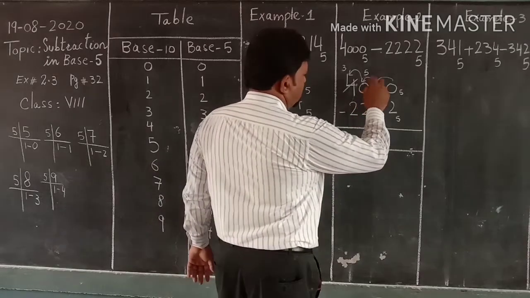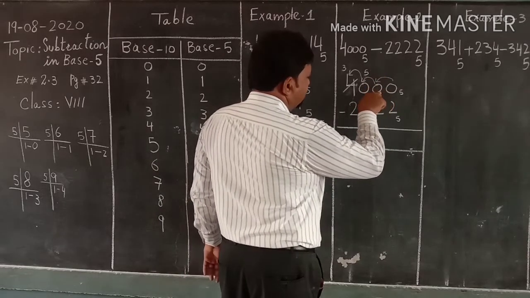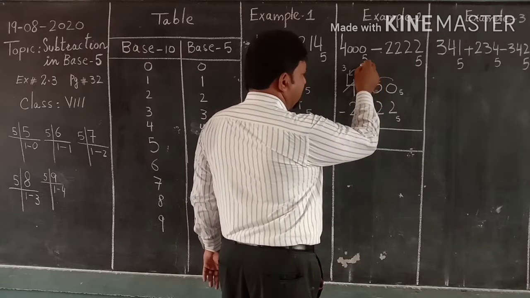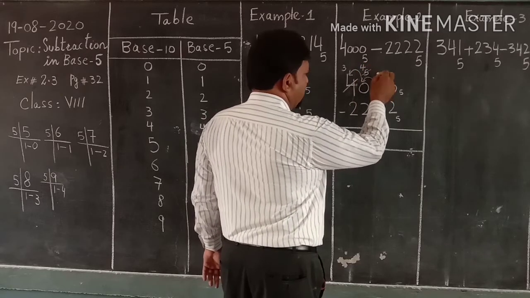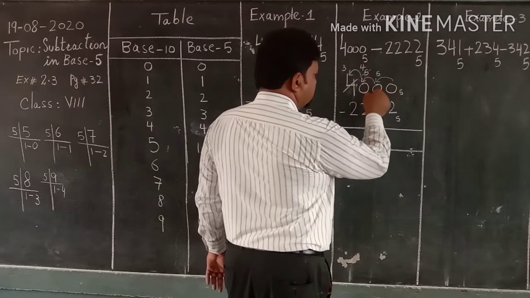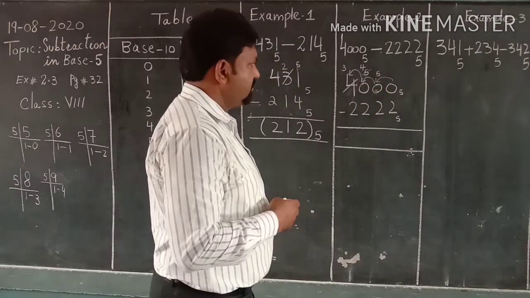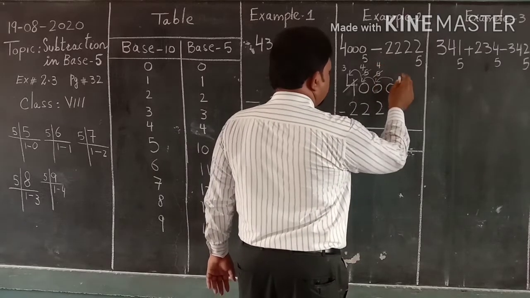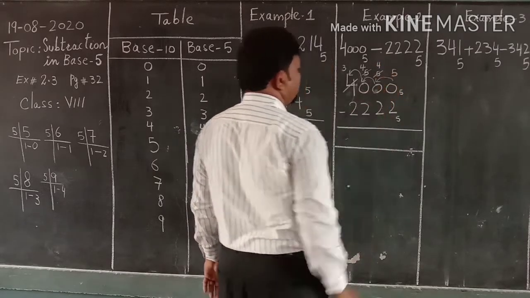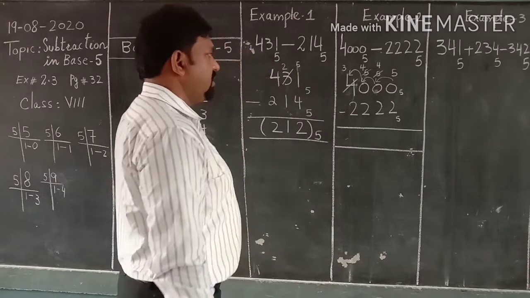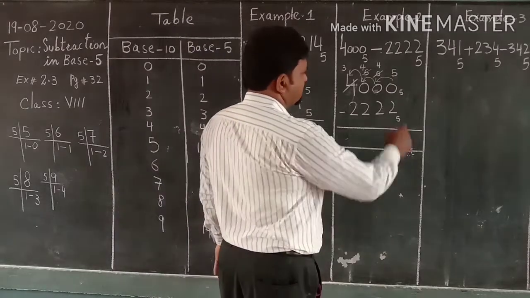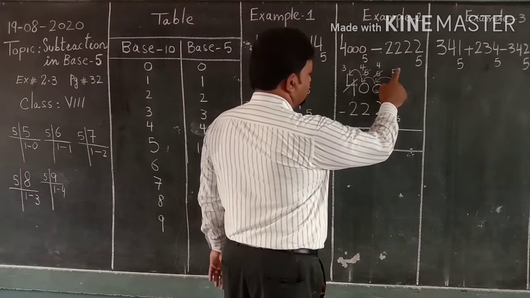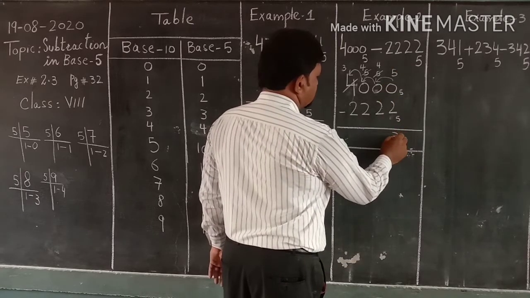Now we will give the carry of this number, so we will cut it and write 4 over it, and over the 0 we will write 5. Again we will cut it, write 4 here, and write 5 here. Now we will subtract these numbers. 5 minus 2, the answer will be 3.